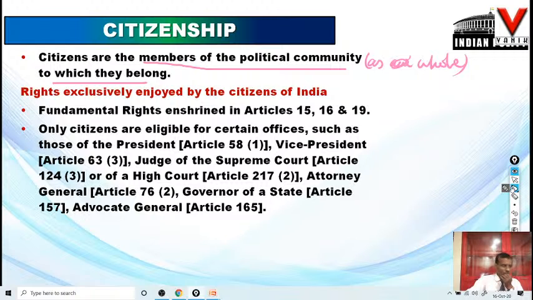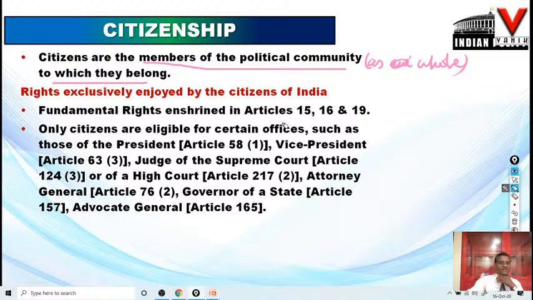So, who is a citizen? A member of a political community. There are two types of persons: one is citizens, another is aliens. Aliens means foreigners. Citizens enjoy some exclusive rights that are mentioned here. Please take a note of this.